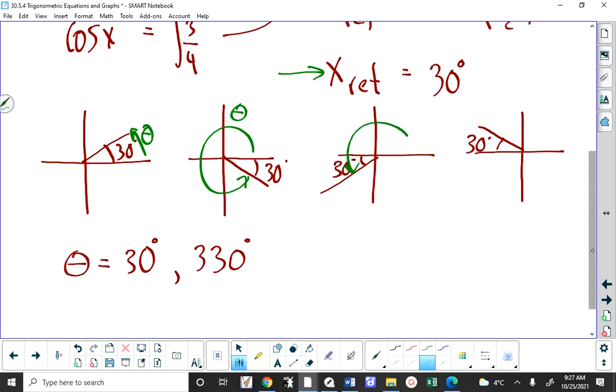So this is a rotation angle theta, and this is a rotation angle theta. So that means we're going to have 180 plus 30, which is 210. And we're going to have 180 minus 30, which is 150. And the correct answer would have been those four. Okay? So that's how we solve it algebraically.